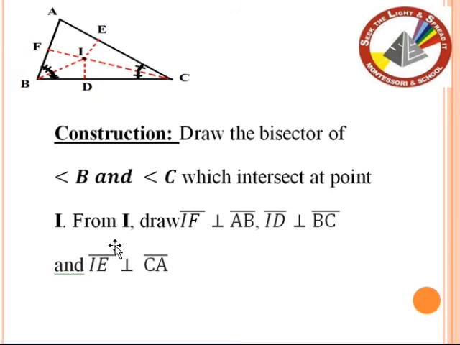which intersect at point I. You can see that both are intersecting at point I. So we have written that which intersect at point I. From point I, draw IF perpendicular on AB, ID perpendicular on BC, and IE perpendicular on CA. All these bars are showing that these all are line segments.